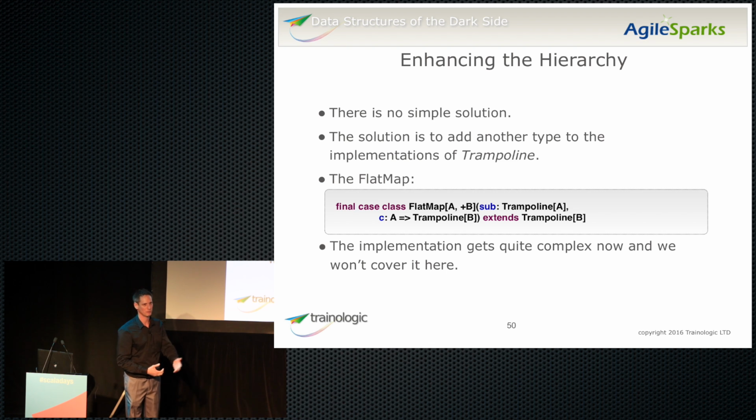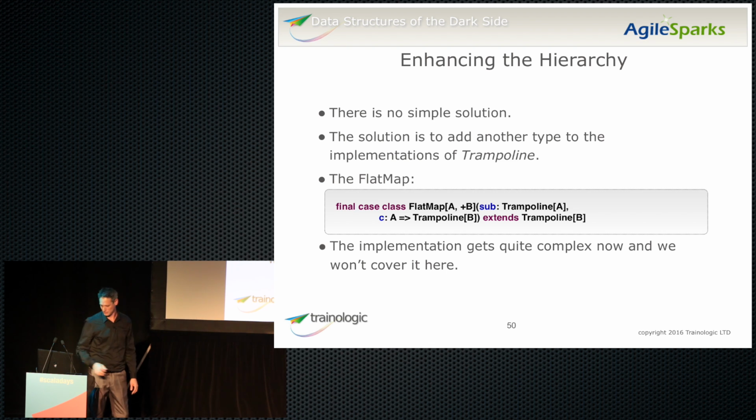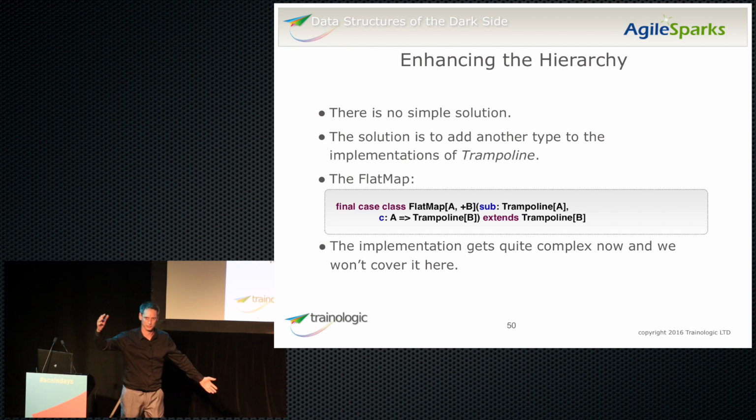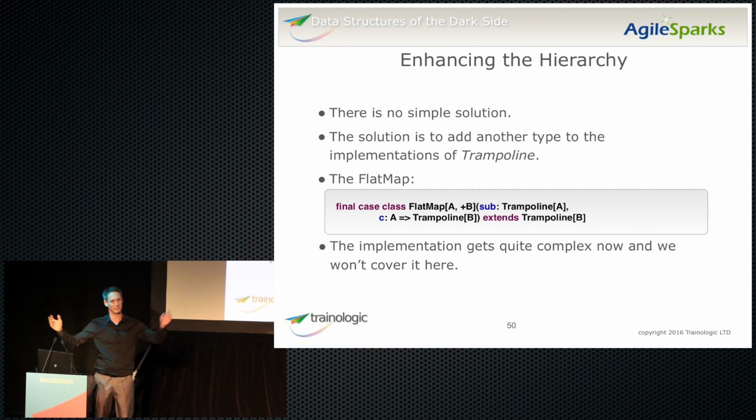is to add another type to the hierarchy called flat map. Meaning, a sub-expression to compute, and then the next step. Okay, and I need to encode it in the hierarchy, and then with a lot of code, I can write it in a tail recursive way and build right associative chains on the heap and not on the stack.